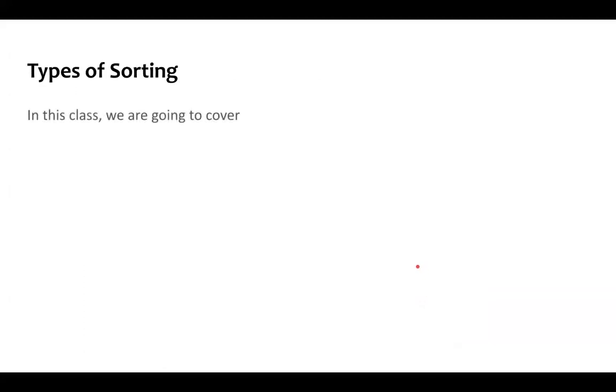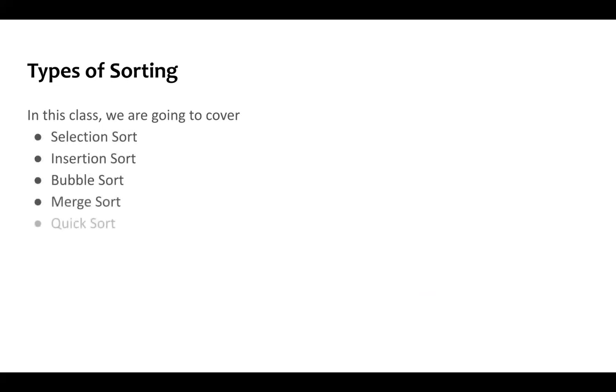And there are some types of sorting. In this class, we are going to cover 5 types of sorting. The first one is selection sort. The second one is insertion sort. Selection sort is kind of selecting some items and then conducting the sort. And the second one is we insert some items into a sorted list. And bubble sort is like items are bubbling and the sorting is conducted. And merge sort is like merging some items. And quick sort is quite quick. That is the reason why it is called quick sort. So these are the types of sorting algorithms we're going to cover in this class.